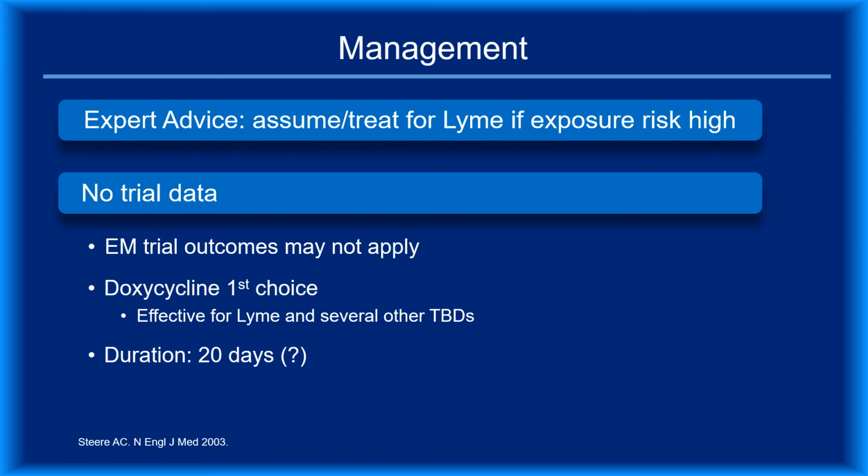There's no trial data to guide decision-making. Findings from the EM trials may not be applicable to non-EM patients. Doxycycline is the agent of choice because it covers other tick-borne illnesses, yet other first-line antibiotics may be equally appropriate. 20 days of treatment should be sufficient for those who lack neurological symptoms and are not severely ill.